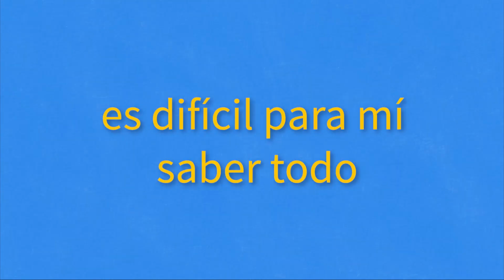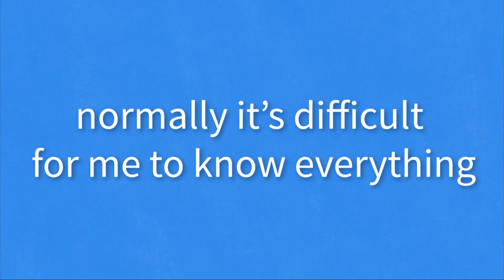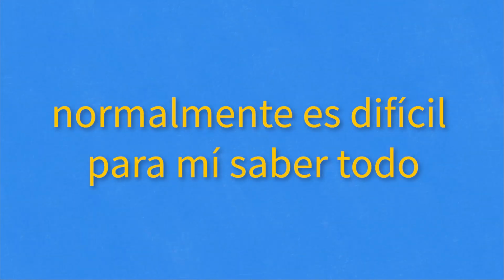The verb to know in Spanish is saber, and the word for everything is todo. How would you say know everything? Saber todo. Now try to say, it's difficult to know everything. Es difícil saber todo. It's difficult for me to know everything. Es difícil para mí saber todo. What about normally, it's difficult for me to know everything? Normalmente es difícil para mí saber todo.